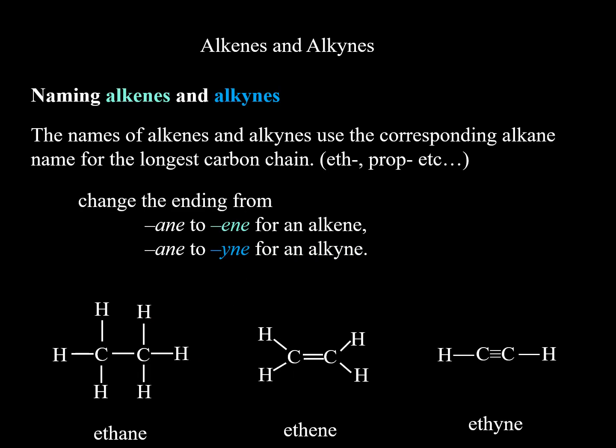So naming alkenes and alkynes, let's go back to the alkane. This is ethane because it has two carbons and they're all single bonds. The next one, ethene, we change the ending to ene because it has a double bond. And the next one, ethyne, this has a triple bond and it still has two carbons, so we say this is ethyne.